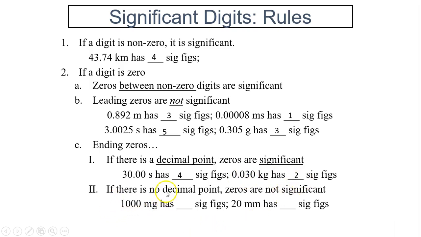If there is no decimal point at the end, then zeros are not significant. That means ending zeros are not significant. This, no decimal point, ending zeros are not significant, so this number has only one sig fig. 20 millimeters has no decimal, ending zeros are not significant, so it only has one sig fig.